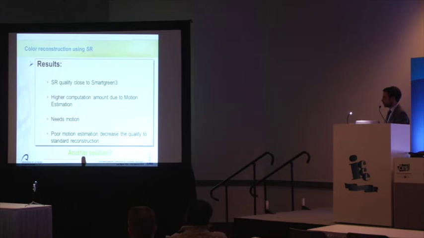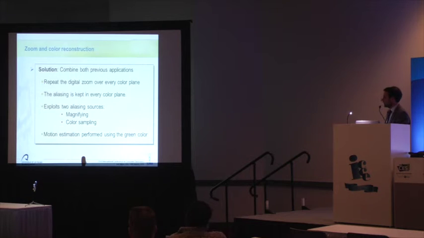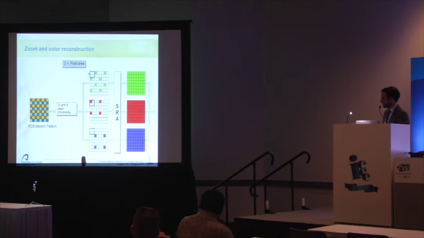A suitable one could be to combine both the color reconstruction and the super resolution. This is very interesting, but we will have two aliasing sources. One is related to the magnifying of the super resolution, and the other is related to the color sampling. Again, the motion estimation will be used with the green color, and this is more or less the case. We are going to magnify the grid, and we will apply super resolution also.